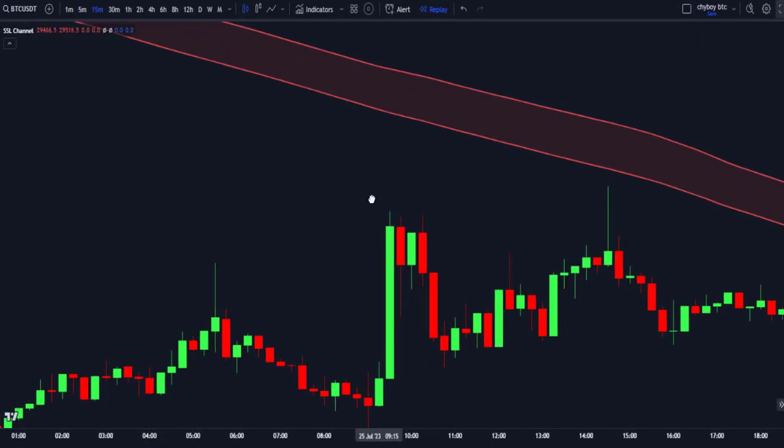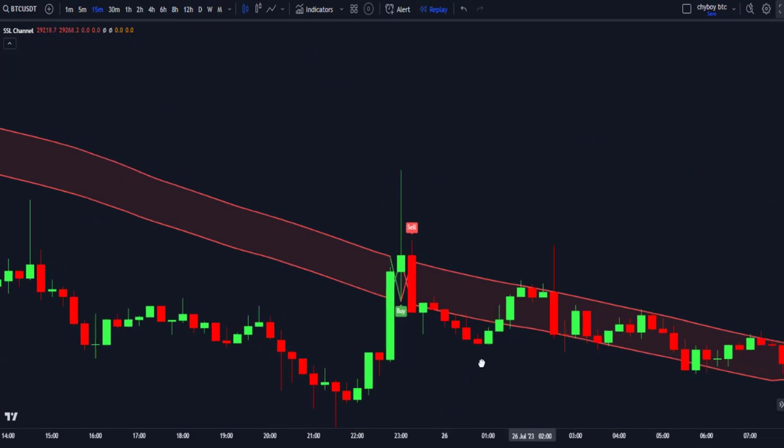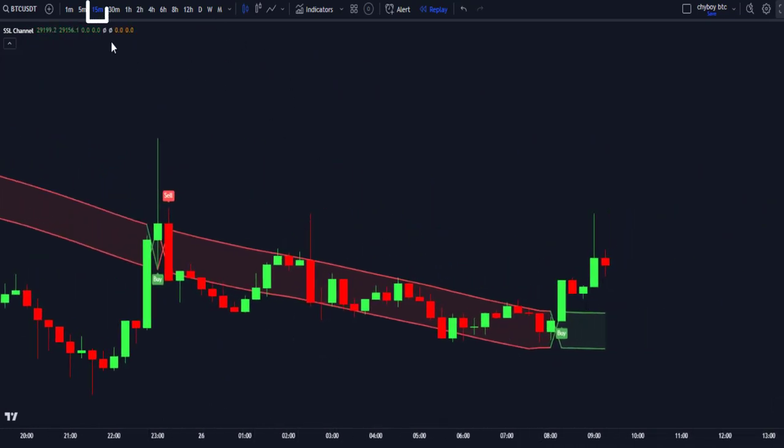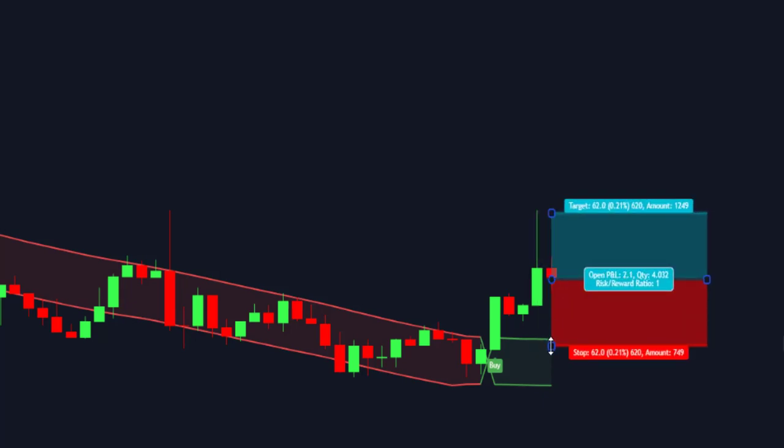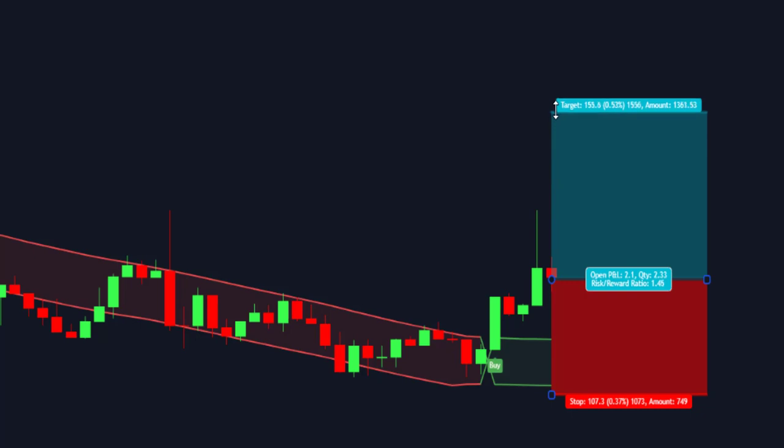Here is a possible example of how you can enter a buy trade using the SSL channel indicator. You are looking at a 15-minute chart of BTC/USDT, and you see that the SSL channel indicator is green, indicating an uptrend. You wait for the price to cross above the upper band of the channel, which is a buy signal, and the label will be printed. Then you are going to enter a buy order at the market price or at the next candle open, depending on your preference. You are going to place your stop loss below the lower band of the channel or below the most recent swing low, depending on your risk tolerance. And you are going to place your take profit at the next resistance level or at a multiple of your risk-reward ratio, depending on your trading objective.